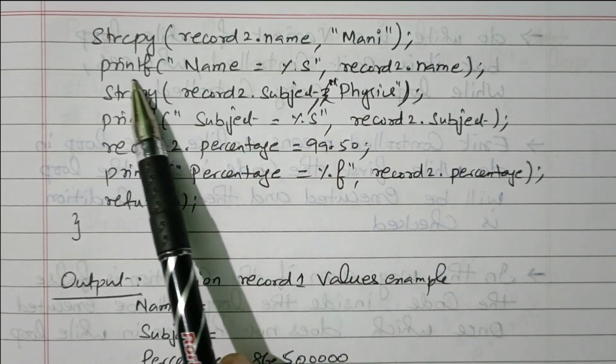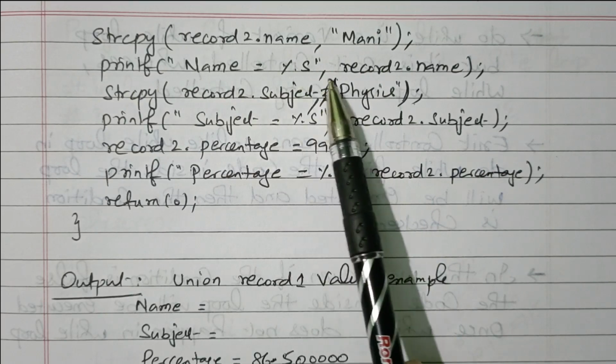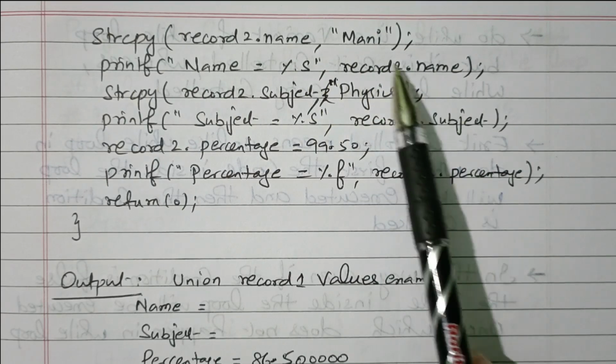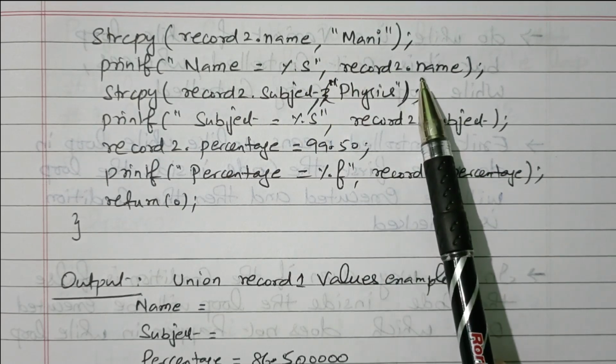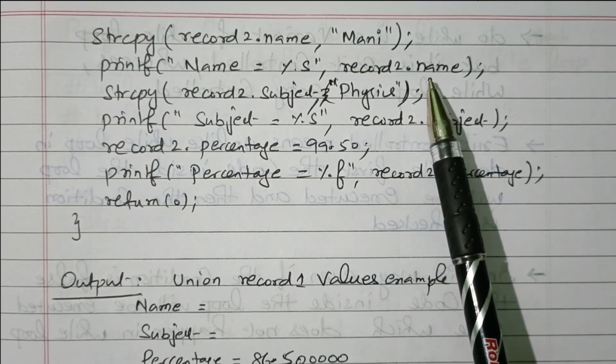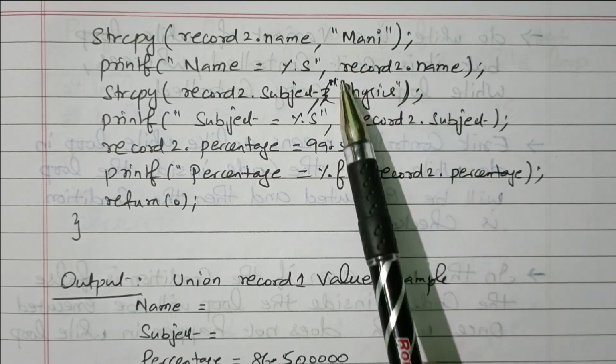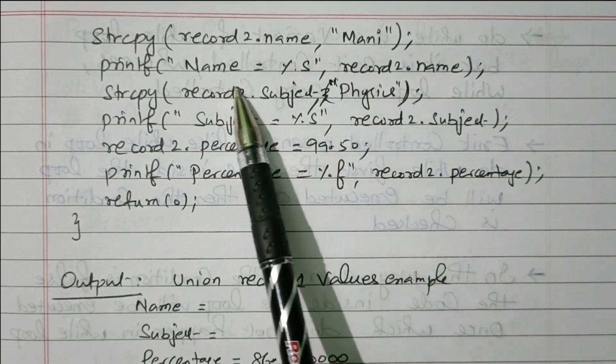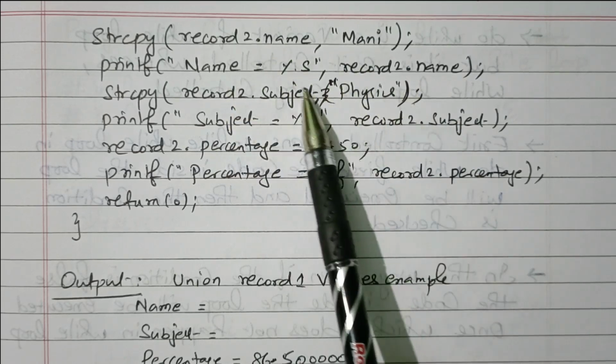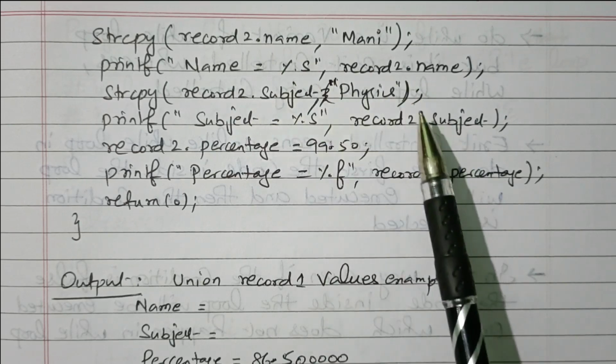So immediately we are printing the value. Name equal to percentage s is record 2 dot name. So this Money will be printed. Earlier we printed at the last. First we assigned the value, then we printed all three variables. So the first two variables are not displayed, only the third value is displayed. Now Money is stored, and immediately we print the name, so the name Money will be displayed.